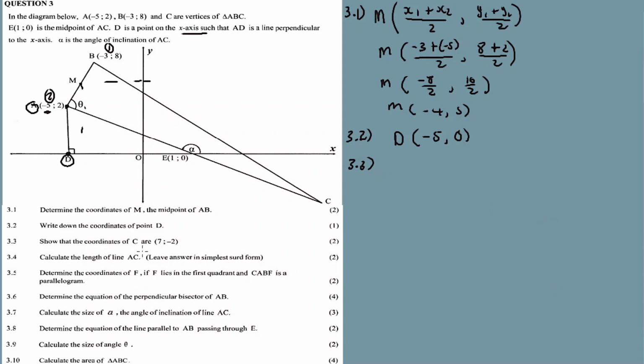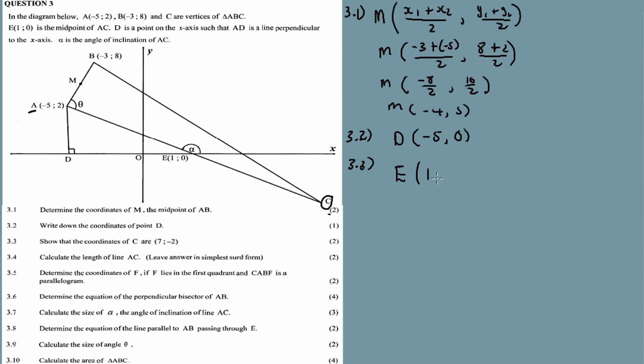So far so good, right? 3.3. Show that the coordinates of C are 7 and minus 2. Alright, lucky for us, they gave us the midpoint between A and C, which is E.